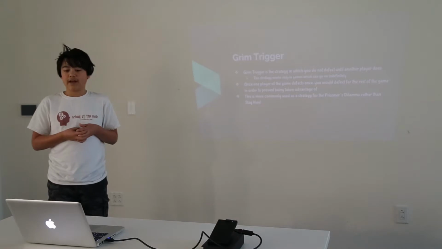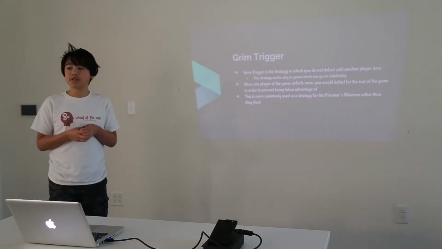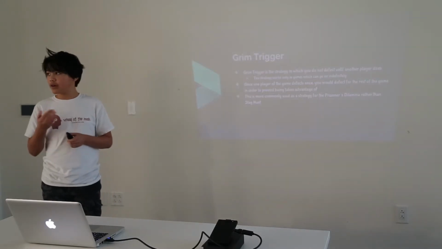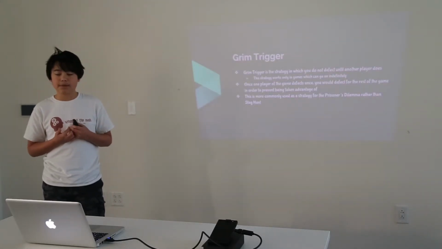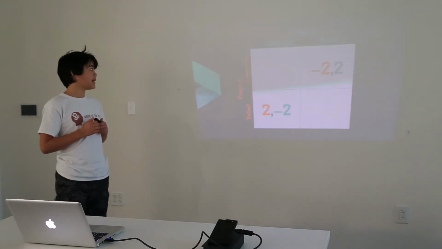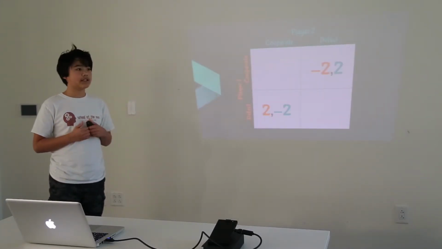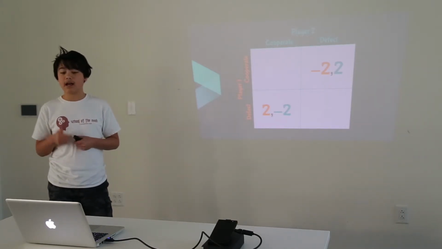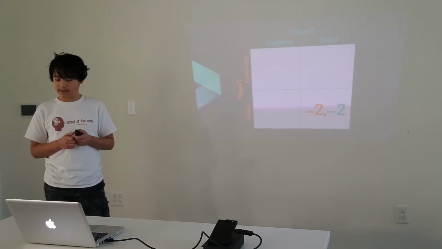If one player defects once, you defect continuously for the rest of the game in order to prevent being taken advantage of. This is more commonly used as a strategy for Prisoner's Dilemma rather than Stag Hunt. So last round, player 2 defects and player 1 cooperates. Next round, he would defect continuously, round after round, even if it means ending up at this outcome.